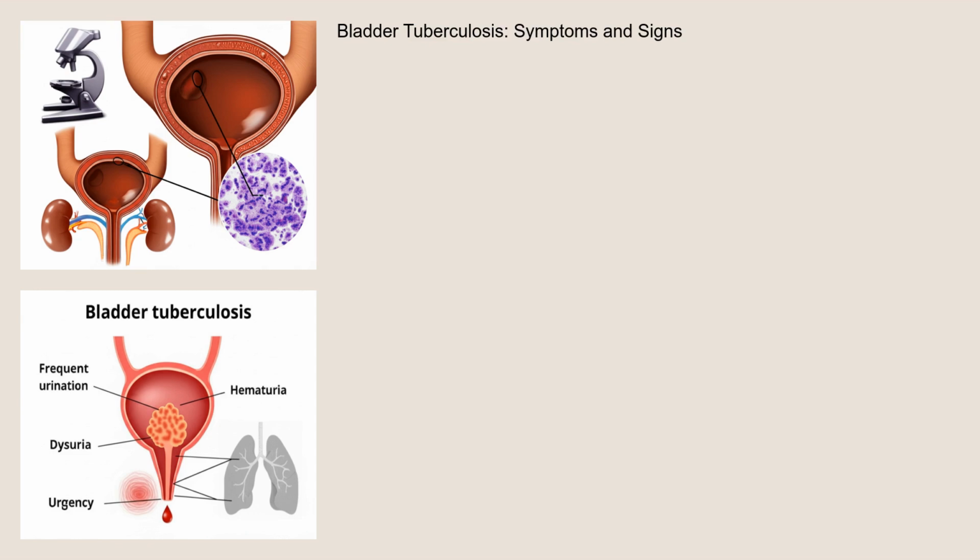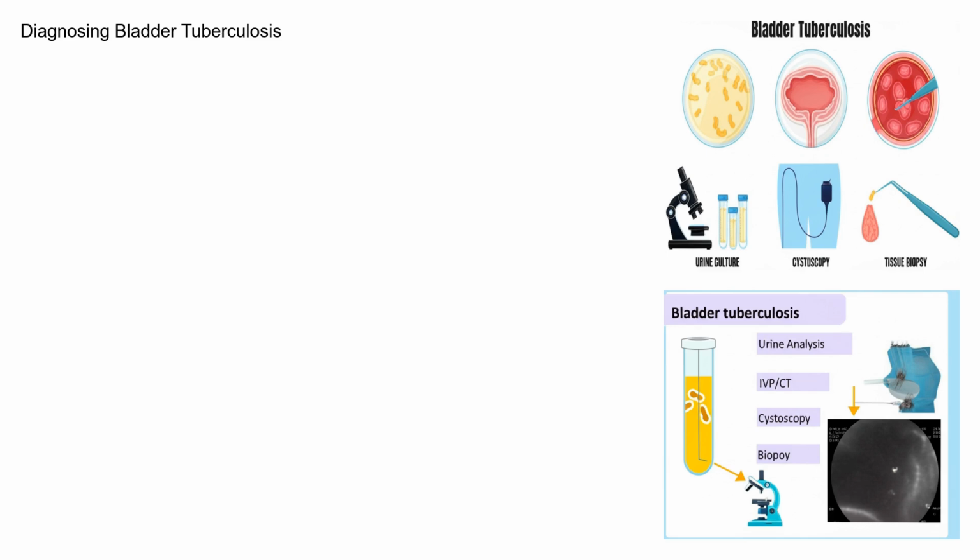The signs and symptoms of bladder tuberculosis can be varied and often mimic other bladder conditions, making diagnosis challenging. Common symptoms include frequent urination, urgency to urinate, pain during urination, known as dysuria, and blood in the urine, also called hematuria. Patients may also experience lower abdominal pain or flank pain if the kidneys are also involved. Sometimes, systemic symptoms like fever, night sweats, and weight loss may also be present, especially if the primary tuberculosis infection is active.